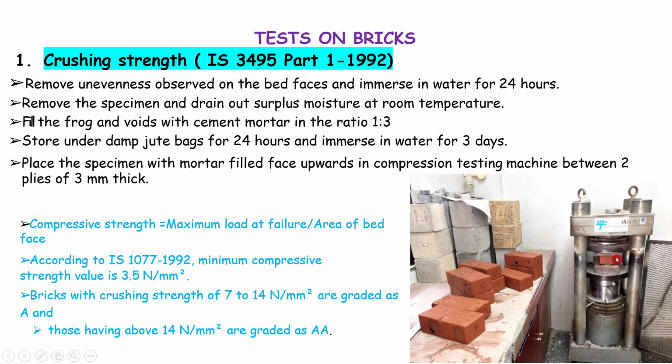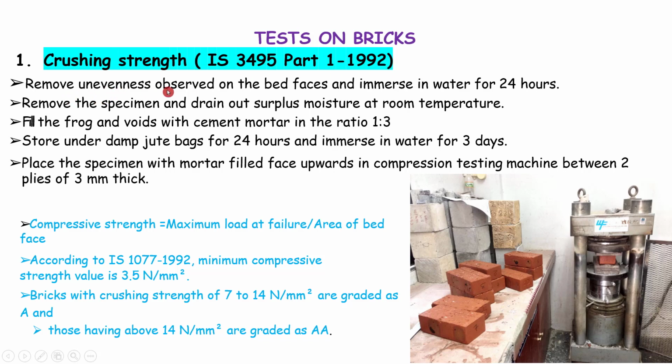We place some wood pieces above and below for uniformly distributing the load to the brick, and also there will be some undulations or holes in this brick. In those areas also, as you provide a wooden piece, the loads are uniformly distributed. Let's see in detail what the test criteria are. The crushing strength test has to be done according to Indian Standard 3495 Part 1, 1992.